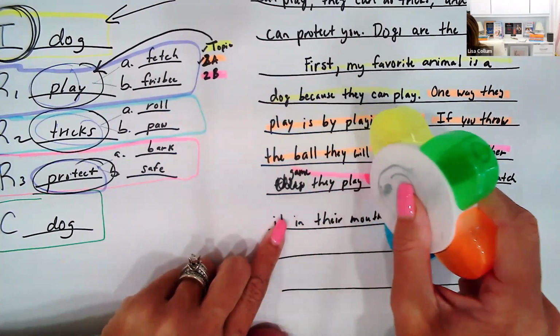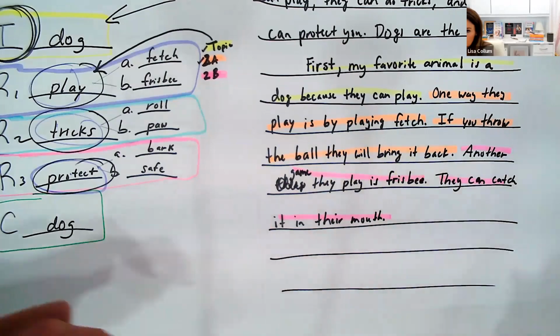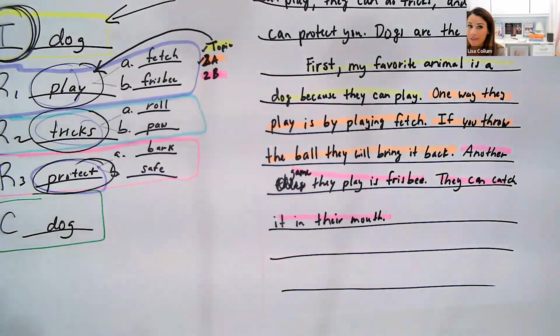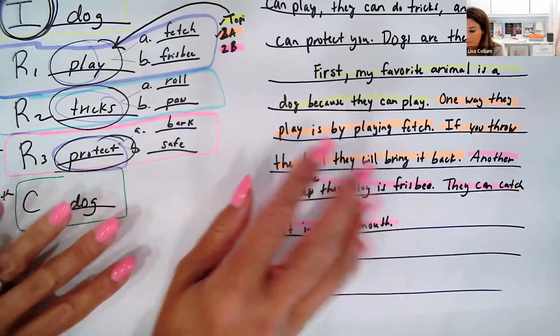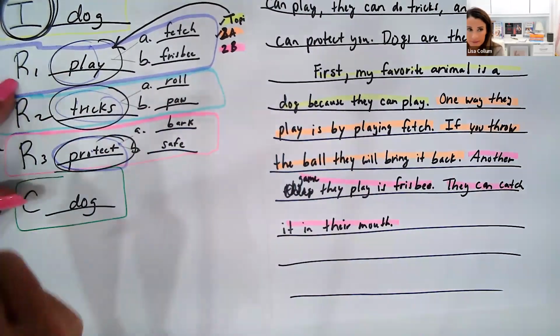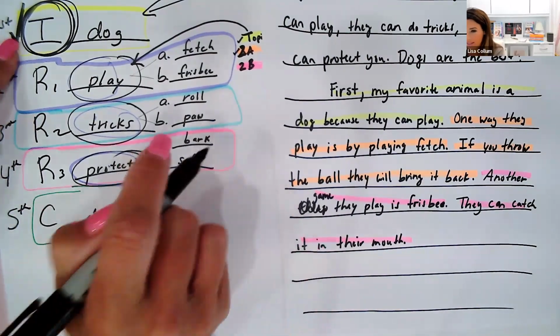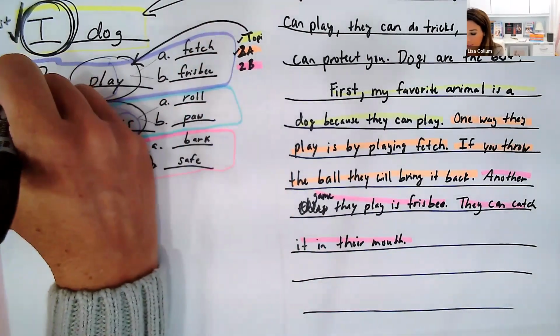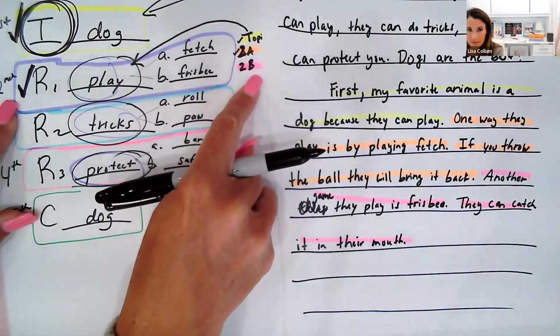Another game they play is Frisbee. That's one. They can catch it in their mouth. That's two. So I wrote 2B. I am done with my R1 paragraph. I'm done with this R1 paragraph. Look right here, where I have my finger. We already wrote I, that's up here. So I have a check by I, and now I'm put a check by R1. I'm done. I did my T2A, 2B.